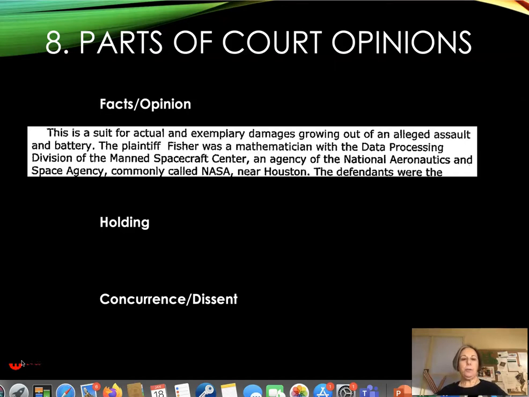What we know about Fisher versus Carousel is it's a suit for an assault and battery for damages, actual and exemplary. When you read it, the question is, can you figure out what exemplary damages are? That may be a good way to find out whether you've read this or not, but exemplary damages are punitive damages. They're damages designed to punish.